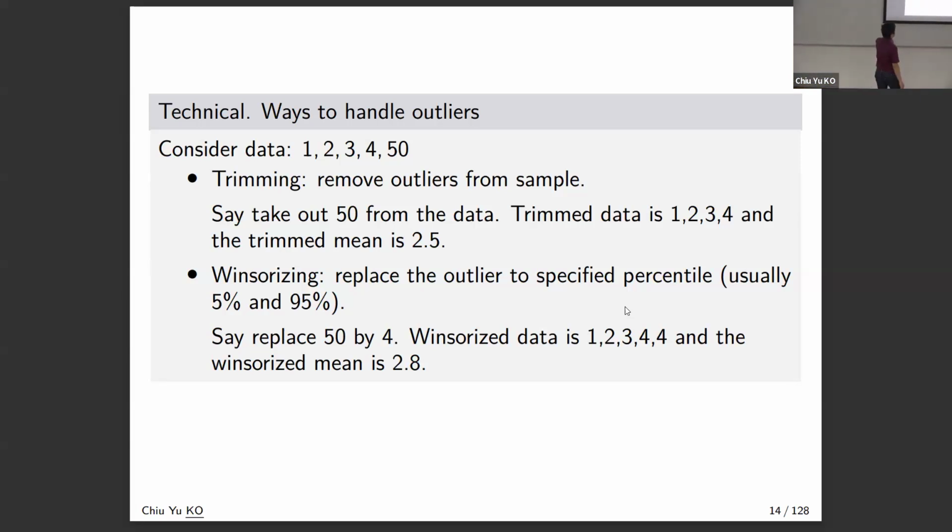Or winsorizing, which is also often used: instead of allowing the extreme value, you cut off at a value and replace those extreme values by the cutoffs. Okay, in that case, 50 is replaced by 4. Okay, and these are more advanced. You actually learn that when you go to practice. Okay, and people would want to see the raw mean, the standard mean we see. Also want to see the trimmed mean, and also want to see the winsorized mean.